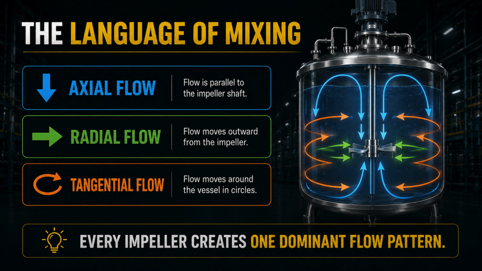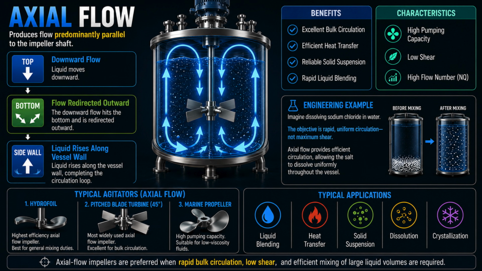Before discussing different impellers, we first need to understand the language of mixing. Every agitator moves liquid in a particular direction. That movement is called the flow pattern. Most industrial agitators produce one dominant flow pattern: axial flow, radial flow, or tangential flow. Once you understand these three flow patterns, choosing the right agitator becomes much easier. Let's begin with axial flow.